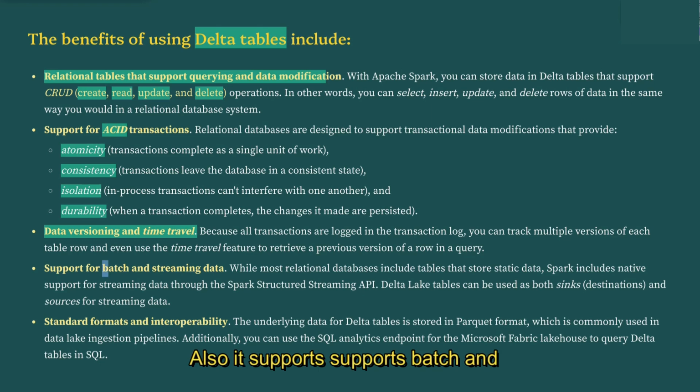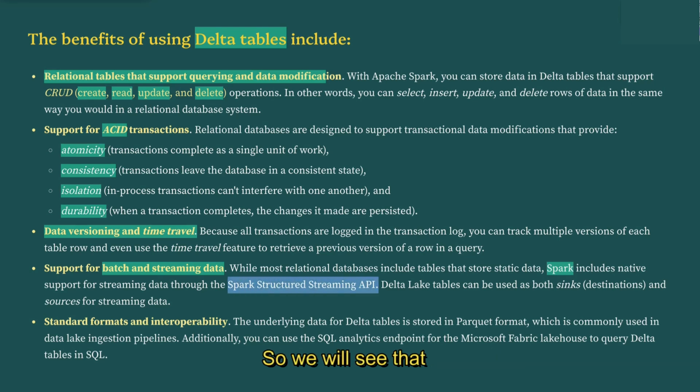Also, it supports batch and streaming data. While most relational databases include tables that store static data, Spark includes native support for streaming data through the Spark Structured Streaming API. So we will see that demo in Microsoft Fabric.